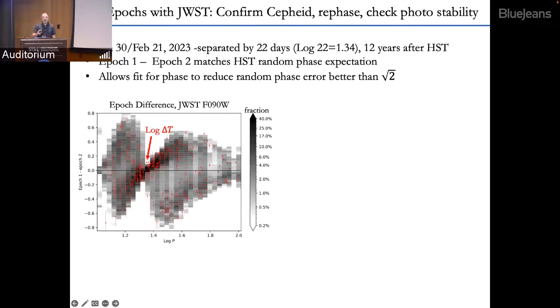Then, as I mentioned, we measured them for 2 epochs. And what was great about that was it allowed us to look at the change in the brightness of the Cepheid. So this is the difference between the 2 epochs as a function of period. Now, we separated our observations by chance by about 22 days. So any Cepheid that has a period of 22 days, you're seeing it at the same phase over and over. So there's 0 difference there, but anything else is telling you about the phase that you're observing the Cepheid.